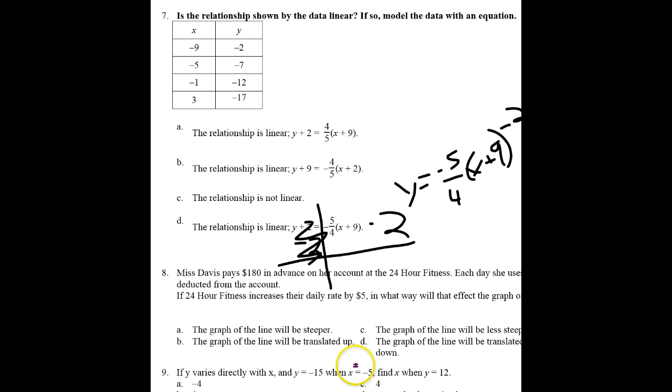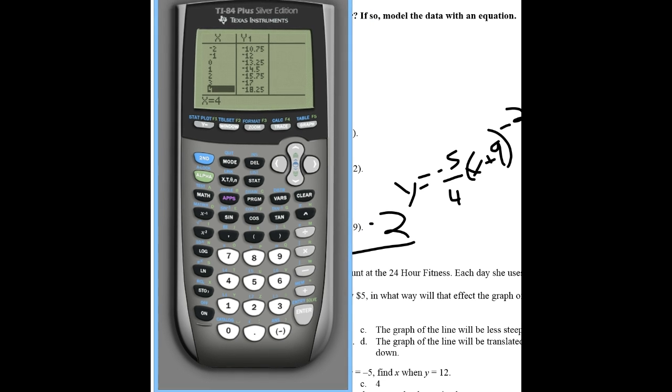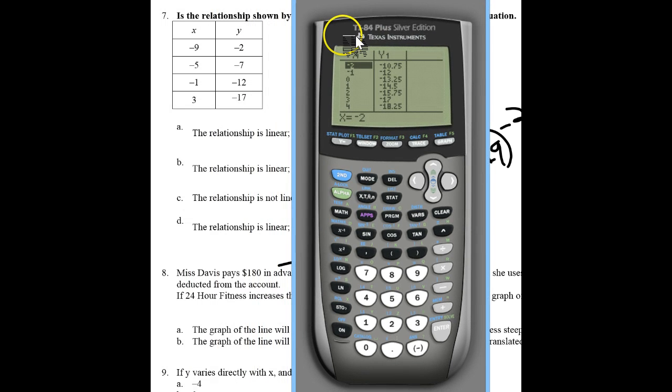And so now that I have my equation, I'm just going to put it in y equals. So I'm going to have negative 5 divided by 4. Notice I'm putting my parentheses around my fraction. Parentheses x plus 9, close parentheses, minus 2. And I'm going to do second table, and I'm going to scroll up and down to see if this matches my table.